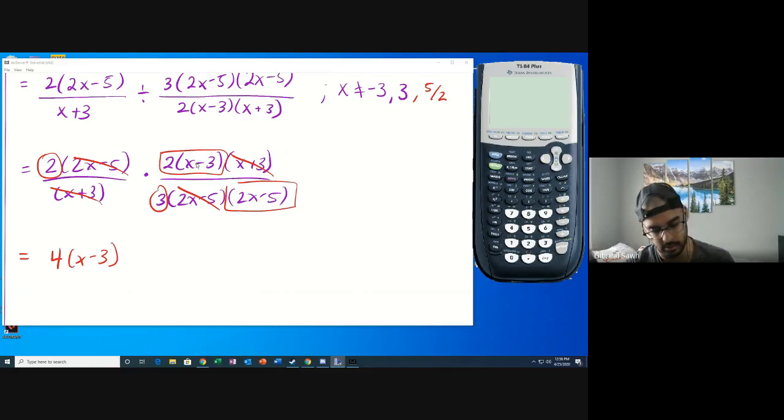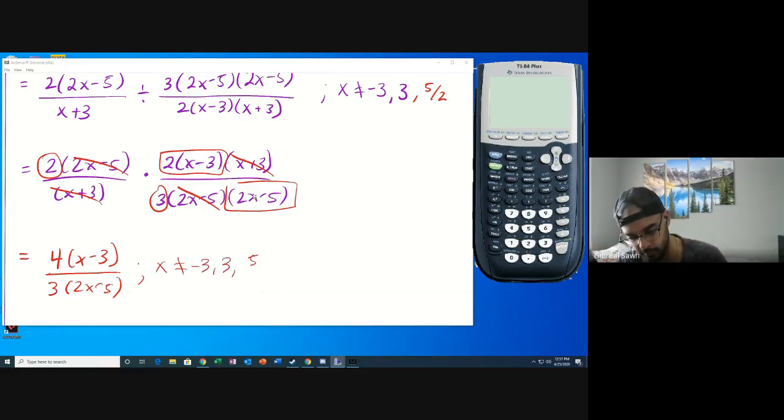And underneath, I should have a 3 times a 2x minus 5. So 3, 2x minus 5. Okay, my non-permissible values are still present, so x can't be equal to negative 3, 3, and 5 over 2. Everything's as simplified as it gets. I can't reduce these factors anymore. Can't simplify those coefficients to give me a nice number. This is my final answer.